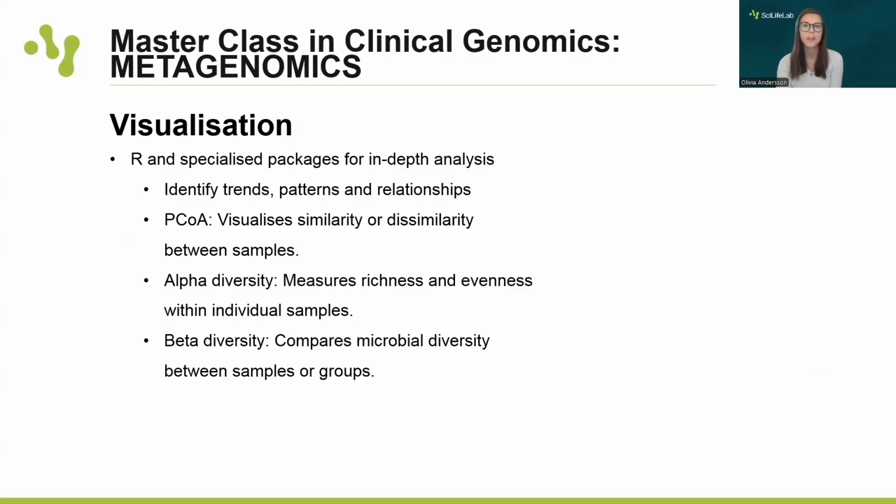Additionally, alpha diversity can be used to offer insights into the richness and evenness of microbial communities within individual samples. Beta diversity, which often is visualized through PCoA or NMDS plots, enables the comparison of microbial diversity between different samples or groups.